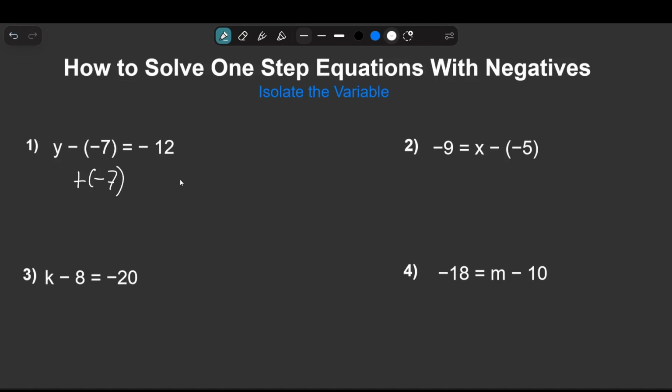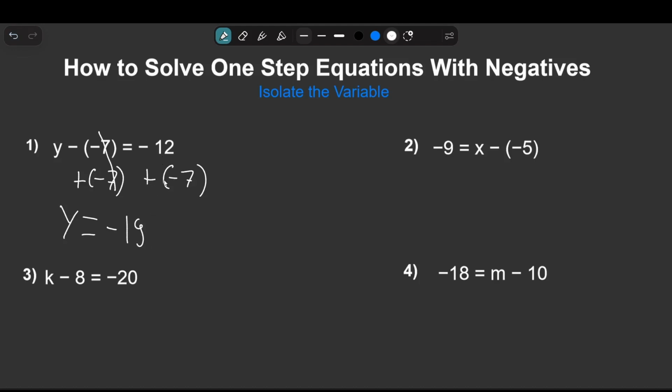Because we are doing this, it can get a little bit tricky. Let's say we're doing plus minus 7 here. These two will cancel each other out, which means we have isolated the y, our variable. Now we're going to do the same on the right side. So we're going to do plus minus 7. Minus 12 plus minus 7 will equal minus 19.